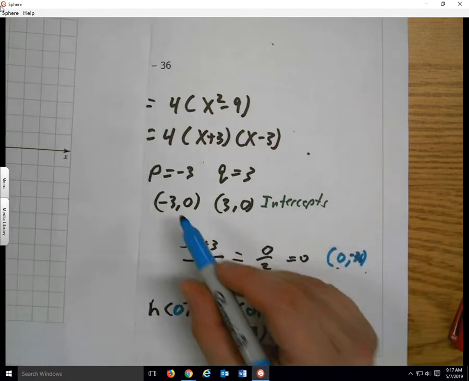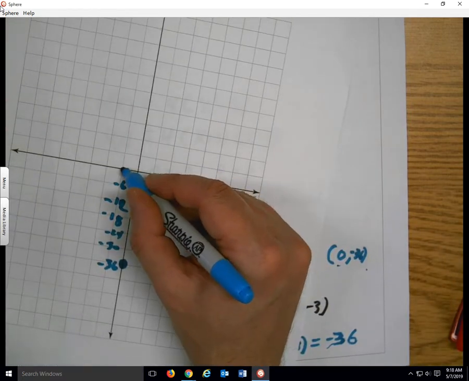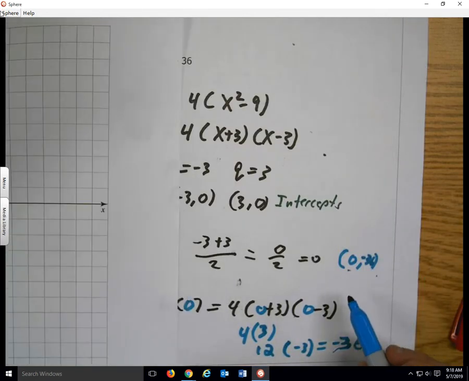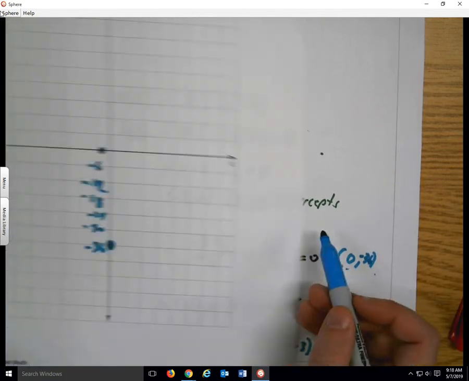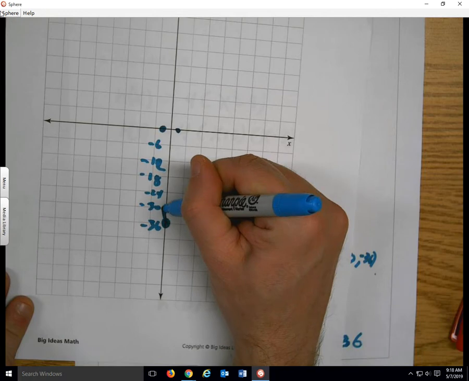And then our intercepts would be a negative 3 and 0. So if we're counting by 6s, this would be a negative 6. So negative 3 would be halfway through that. And then the other one would be a 3 and 0. So again, it's halfway. And this is what the parabola would look like.